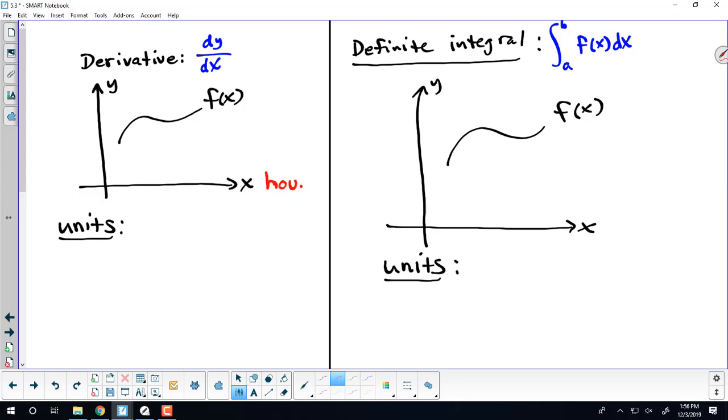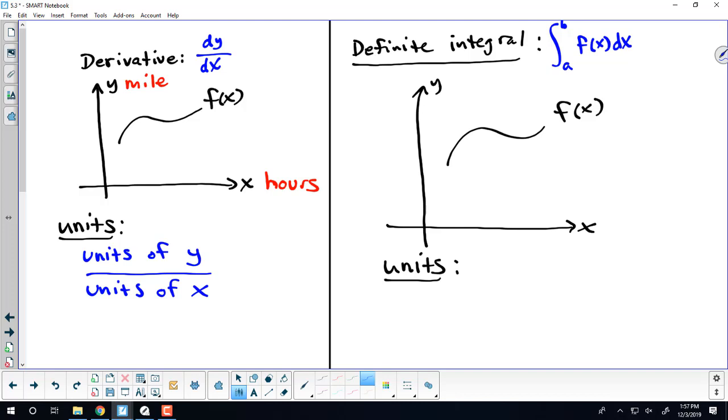Let's say x is measured in hours. Y is measured in miles. If I take the derivative of that function, you get y over x, right? Because the derivative is a small change in y divided by a small change in x. So the units for the derivative are always the units of y divided by the units of x, whatever they may be. More specifically, it's the units of the dependent variable divided by the units of the independent variable, because we're finding the slope.